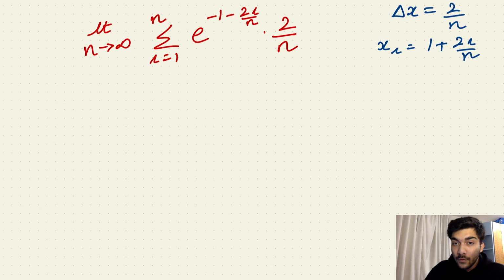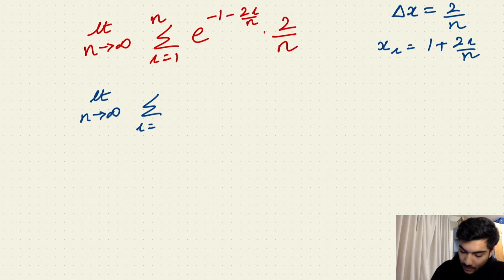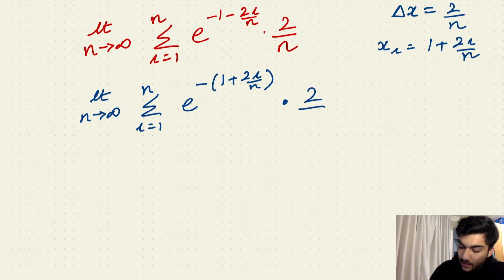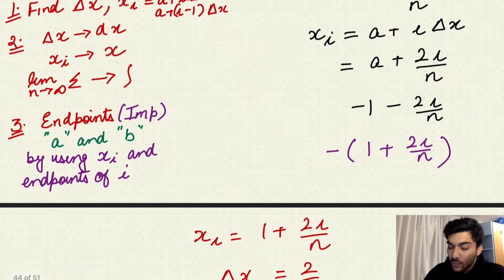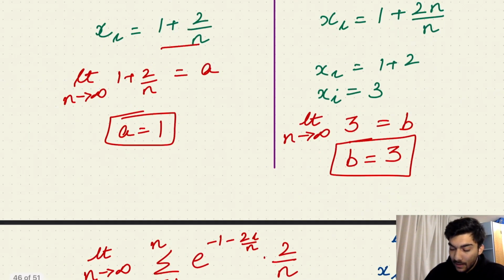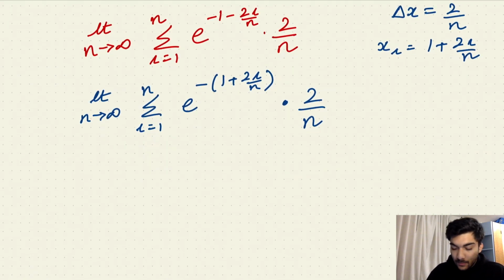And now, before moving forward, let's simplify this notation as well. So I'll write the notation again. And e to the power minus 1 minus 2i by n can be written as e to the power minus, taken out, 1 plus 2i by n, multiplied by 2 by n. And now you can clearly notice why we did this and what was the meaning of adjusting this negative sign at the end.